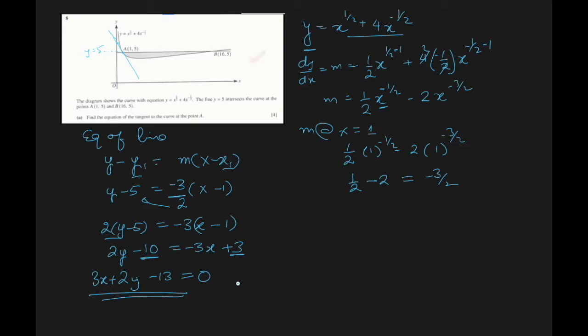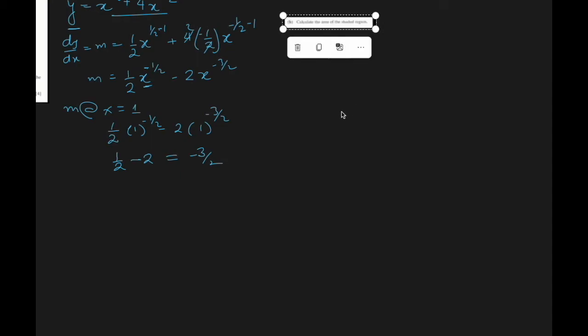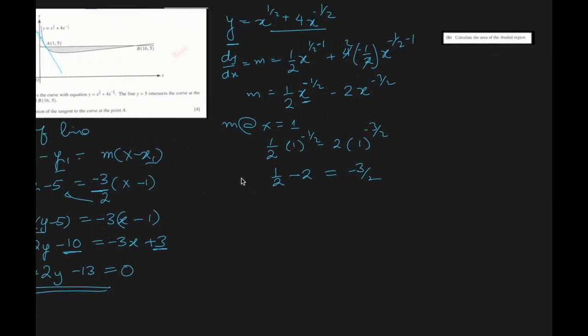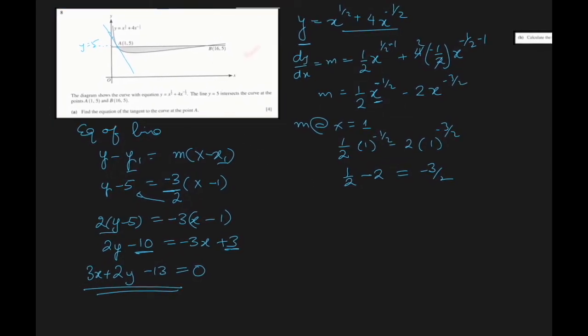Let's go to the next one, which is this one. Calculate the area of the shaded region. Okay, so I'll have to look at the original question. This is the one, and we have to find the area of this one. So basically this is the shaded area. You can see just a small area.